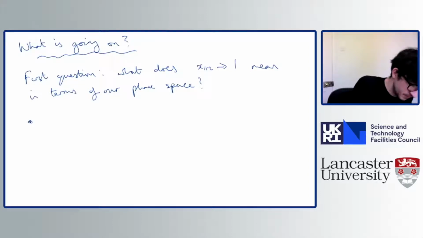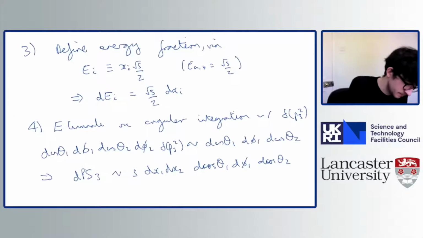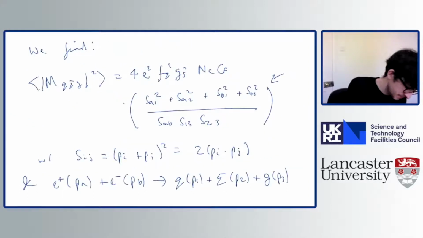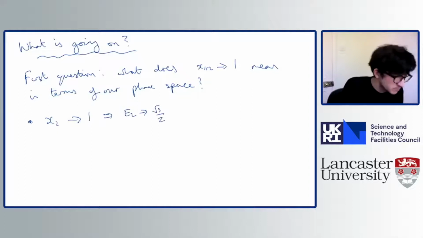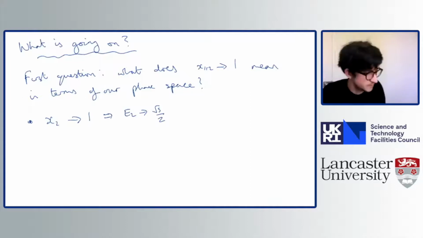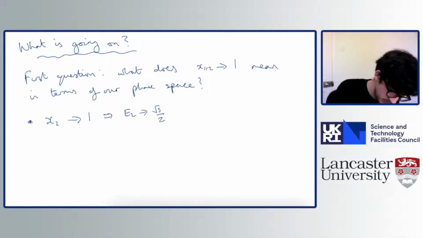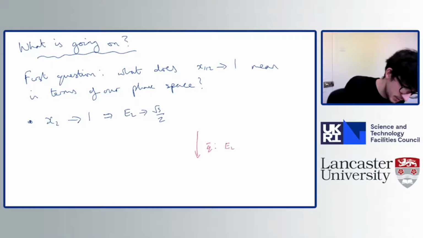So first of all, let's say x2 goes to 1. Remember, x2 is the momentum fraction of the antiquark, according to our momenta definition, as defined down there. So indeed, therefore, E2 goes to root S over 2. Okay, straightforward enough. So how are we going to get that? How is the antiquark going to carry root S over 2 energy? Let's draw that. So there's our antiquark with energy going to root S over 2.